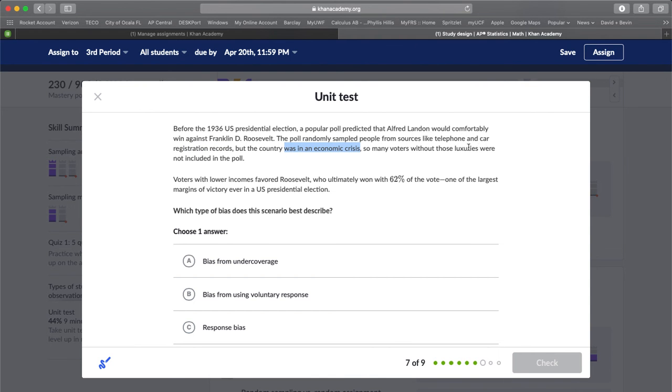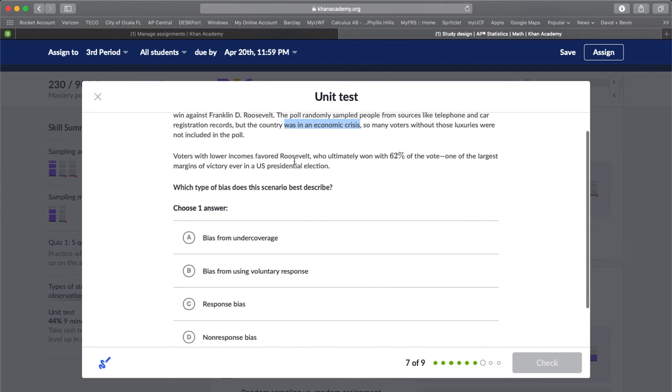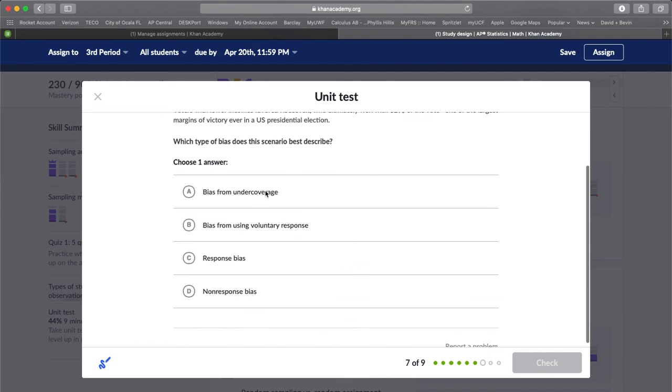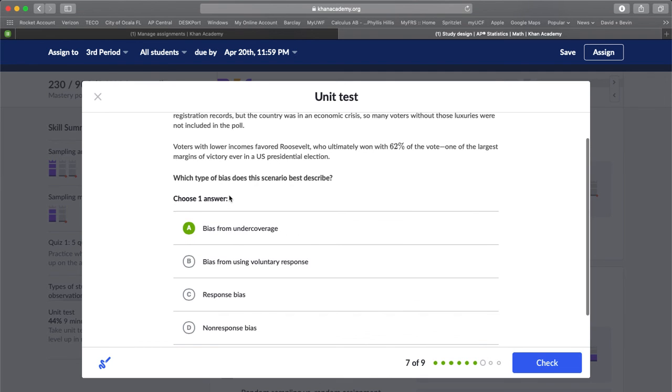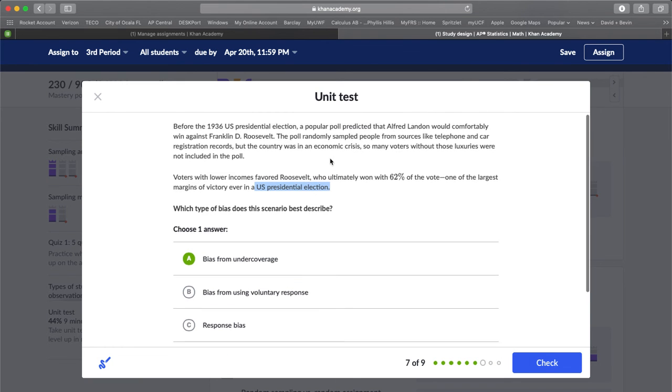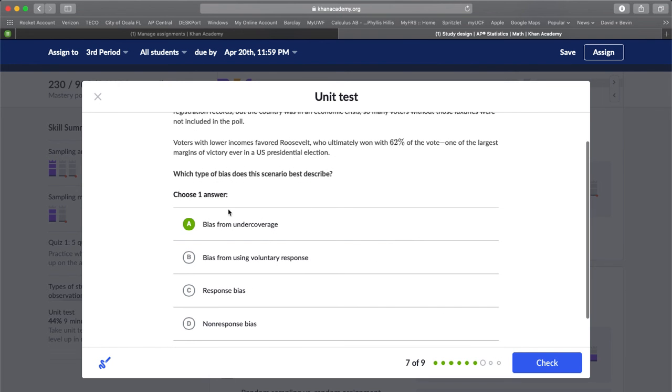There were a lot of people who didn't have those luxuries. And the idea is what they did was they undercovered. They did not properly sample a slice of all of the US. If you only sample the upper class, you're probably missing the majority of US citizens. That's called undercoverage.